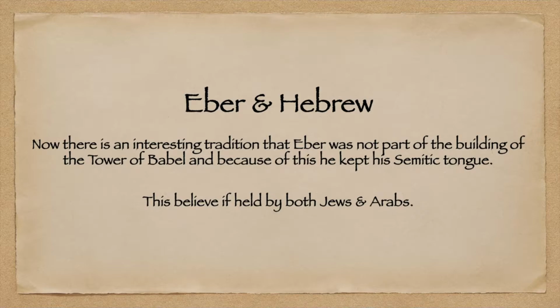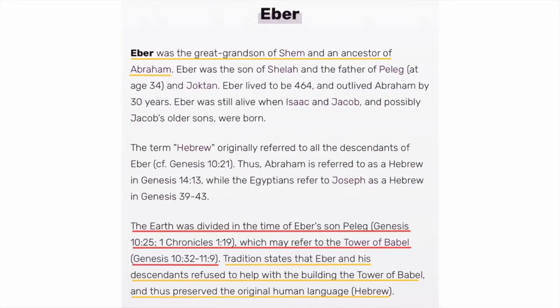Now, there is an interesting tradition that Eber was not part of the building of the Tower of Babel, and because of this, he kept his Semitic tongue. This belief is held by both Jews and Arabs. Eber was the great grandson of Shem and an ancestor of Abraham.